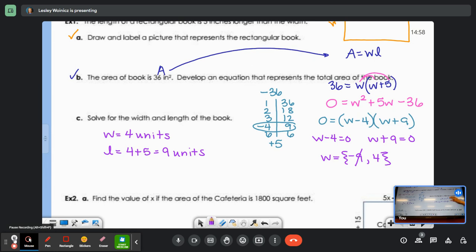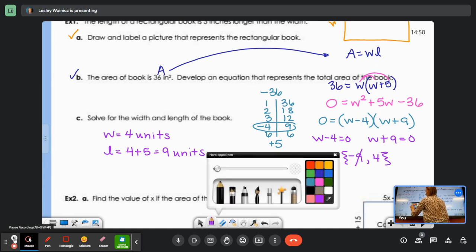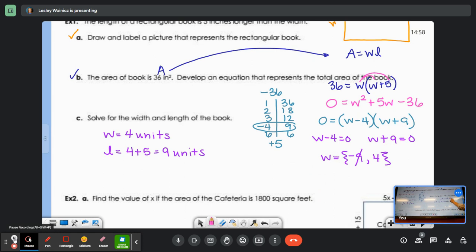Now, it's really easy to check your work on these. Does anybody remember what the area was? Yeah, area is supposed to be 36. So it's really easy to make sure that 4 times 9, in fact, equals 36. Is this true? Okay, then it checks out. We did it right. Congratulations.